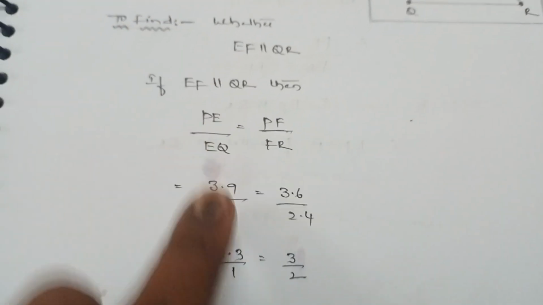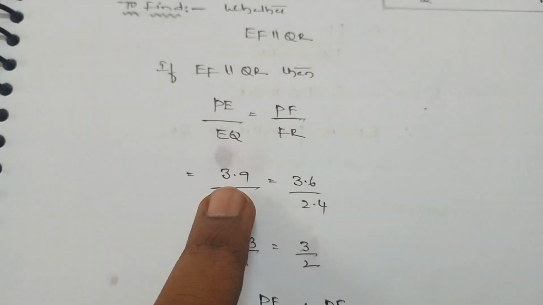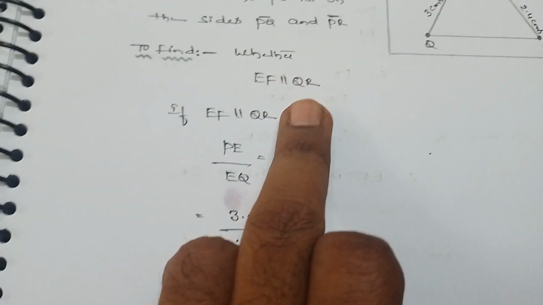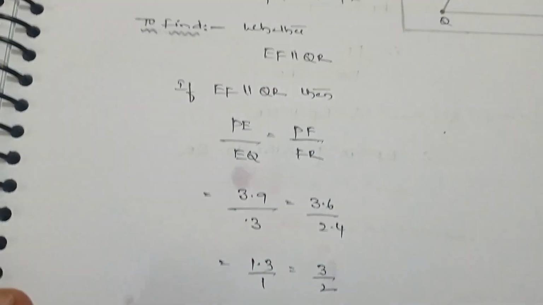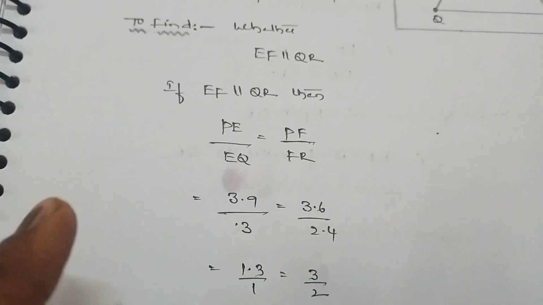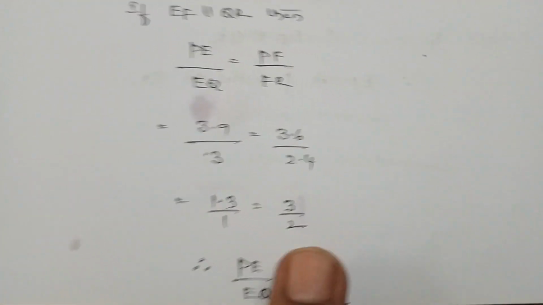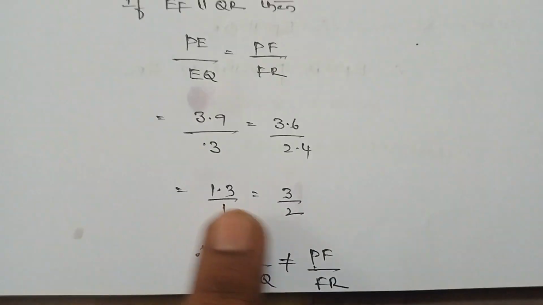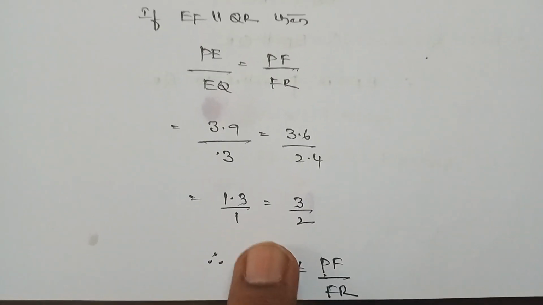If this satisfies, if we get LHS equal to RHS, then only we can say that EF is parallel to QR. Otherwise this is not parallel. This does not come under BPT. Okay, now check. 1.3 by 1 equal to 3 by 2. Therefore this is not equal, right?